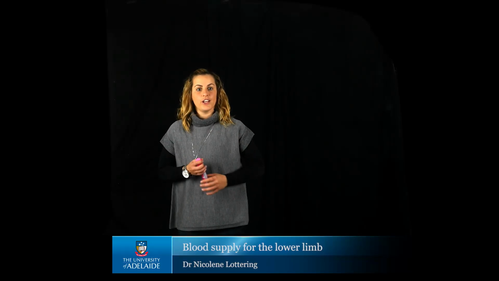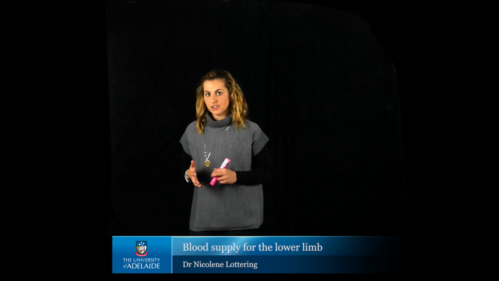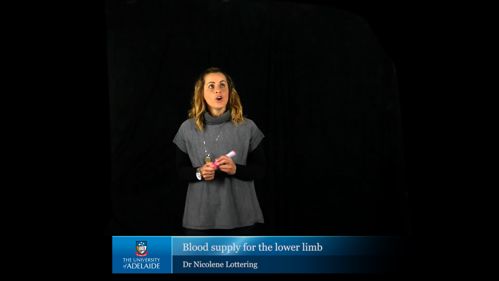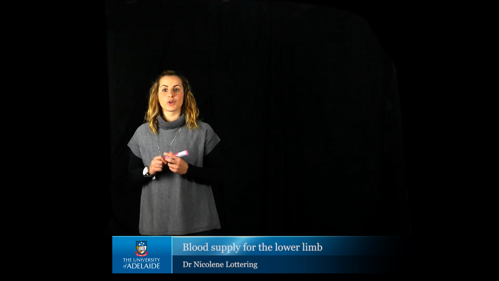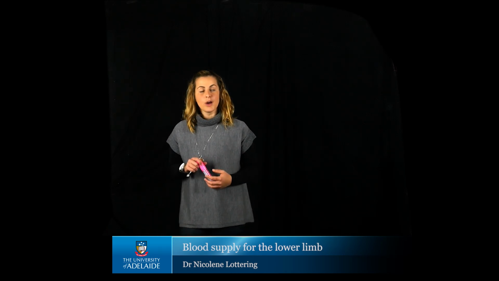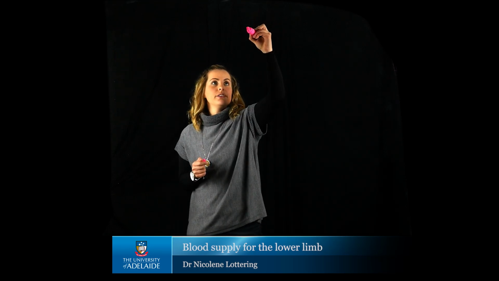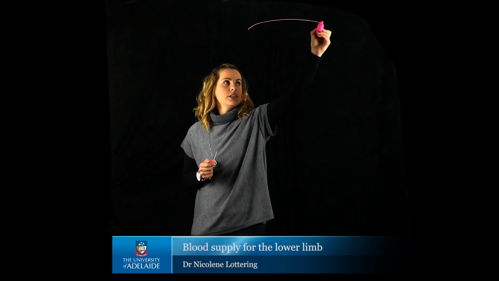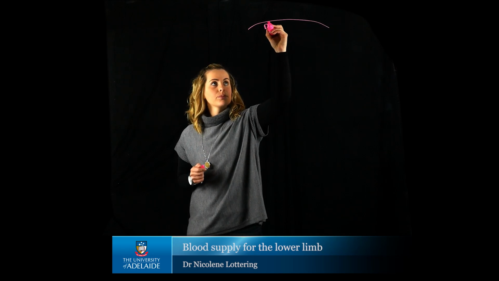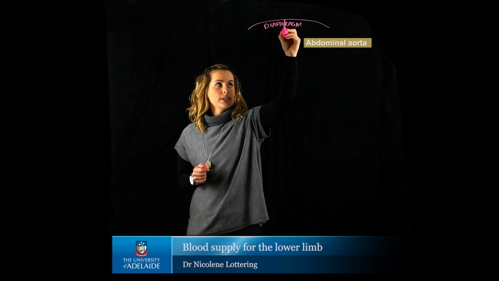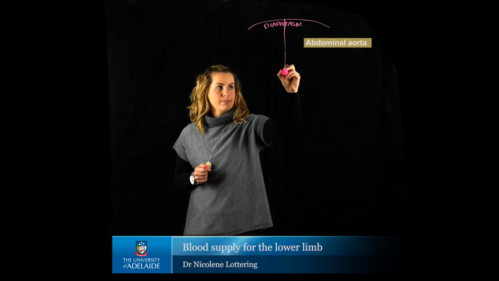So this lightboard video aims to go through the arterial blood supply associated with the lower limb. Firstly, if you can recall from the blood supply of the upper limb, we have the abdominal aorta piercing through the diaphragm. So this is our diaphragm over here. The abdominal aorta will pierce through the diaphragm.